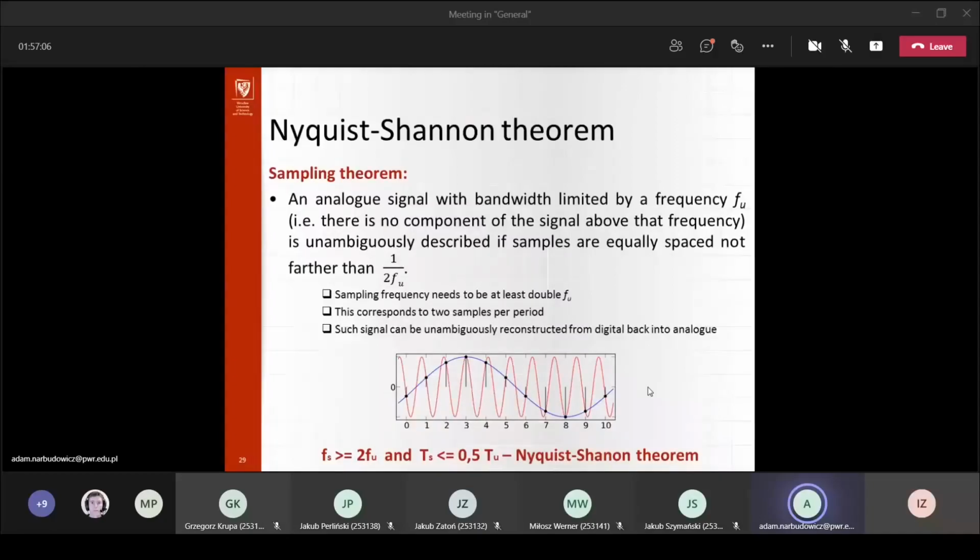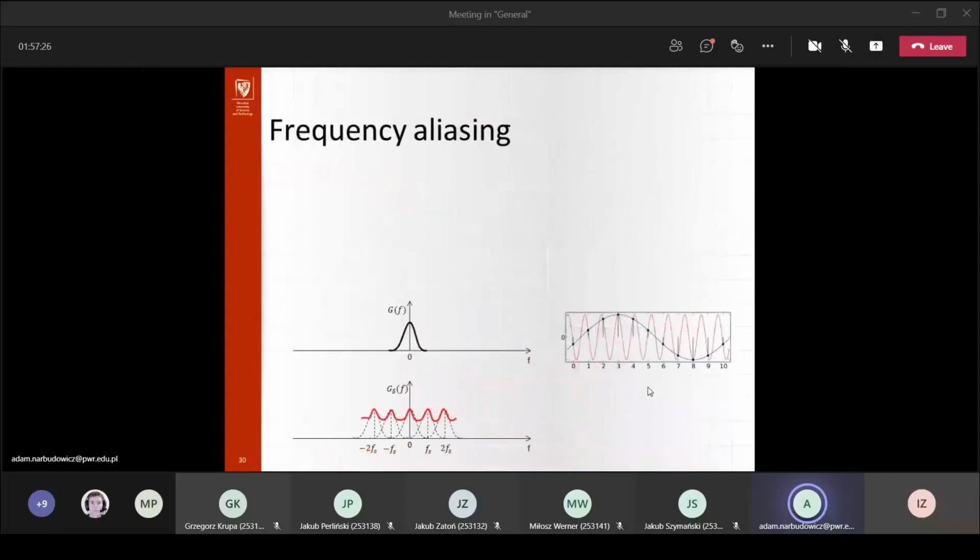Okay, so basically what I would like you to remember is that if you're woken in the middle of the night and somebody asks you, I don't know, what is the sampling frequency of a signal with upper frequency 10 gigahertz, you should instantly reply 20 gigahertz, so double that. Okay, so Nyquist-Shannon, that's really important.